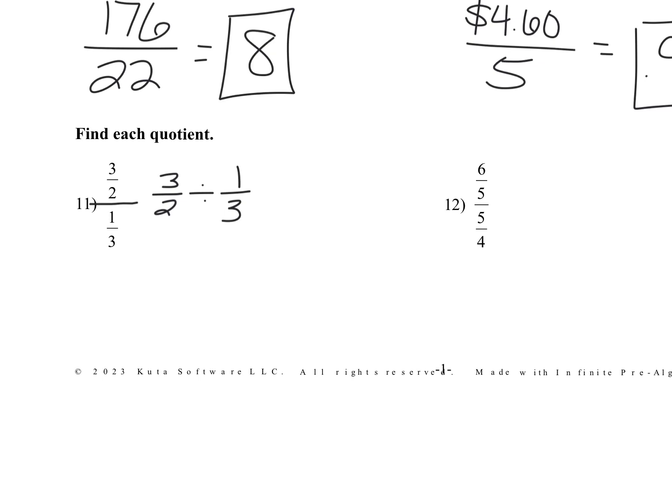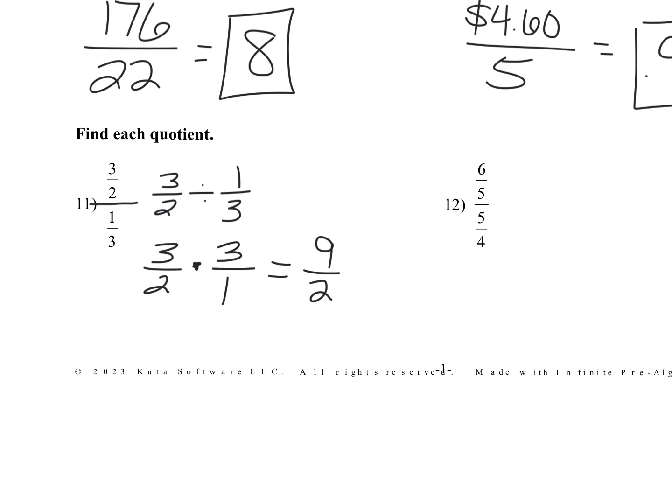Okay? Yes, Brayden, what'd you say? Yep, it's a division, but we want to turn it to multiplication. So we keep the first fraction, change the sign from division to multiplication, and then flip or reciprocal the second fraction. Okay? From here, what do I do? Multiply straight across. What do we get on the top? 9. 3 times 3 is 9. What do we got on the bottom? 2 times 1? 2.